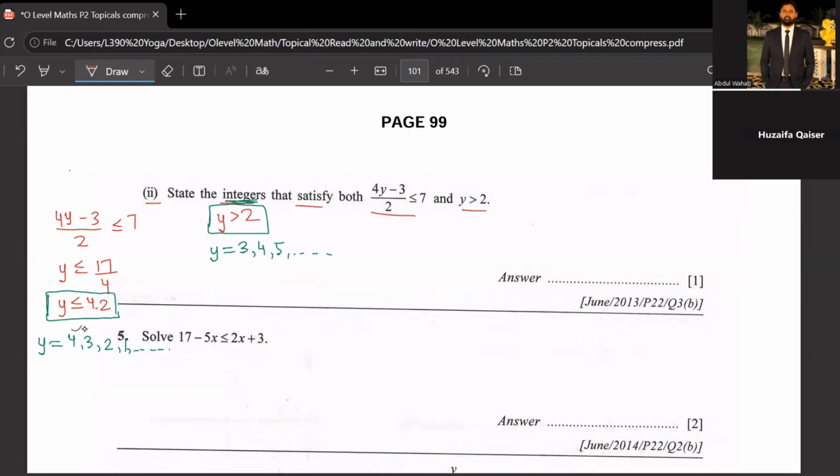Now, if we see the answers in both conditions, which values are common in both? 3 and 4 are common in both conditions. So we can say y is equal to 3 and y is equal to 4 are the integer values of y that satisfy both conditions. Is that okay?